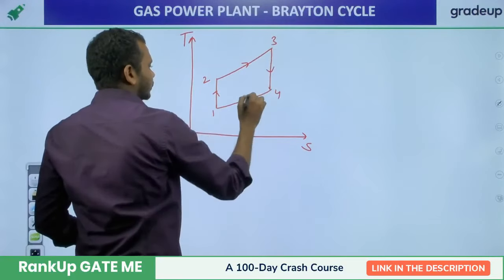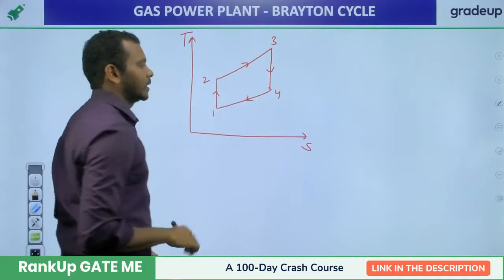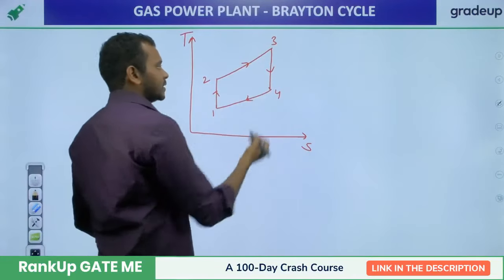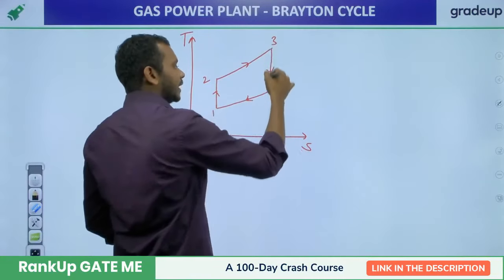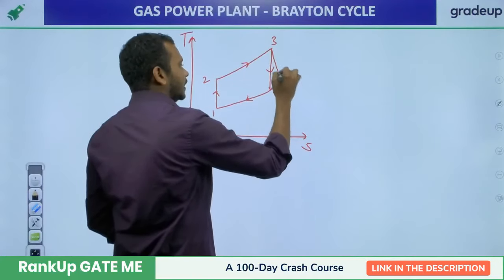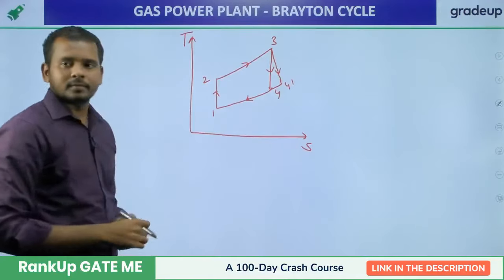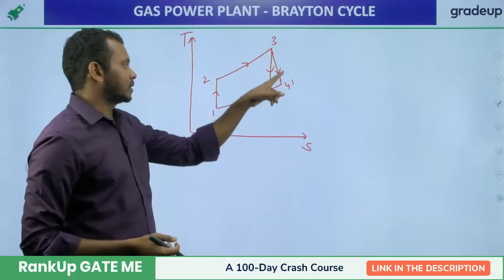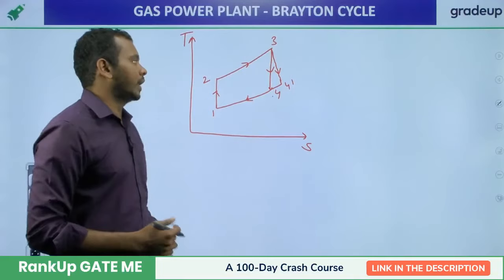3, 4, 4 to 1, right? This is the ideal Brayton cycle. So when you consider irreversibilities, this 3 to 4 takes a new path. It deviates from the isentropic path and takes a new path, and it goes like this, 3 to 4 dash. And overcoming the frictional loss and all, this 4 will become 4 dash now.